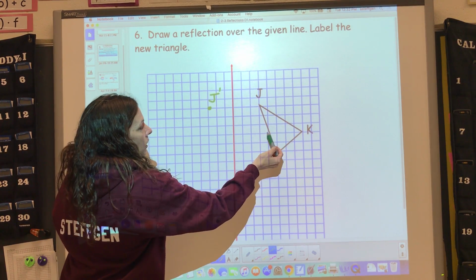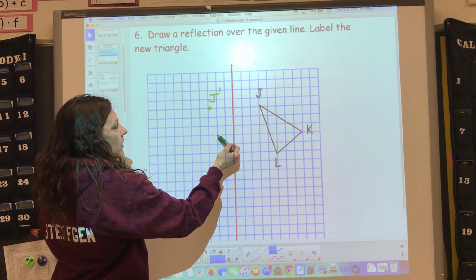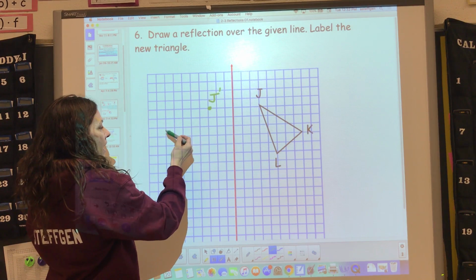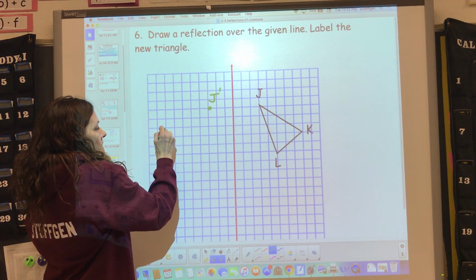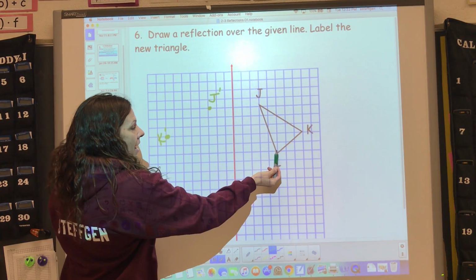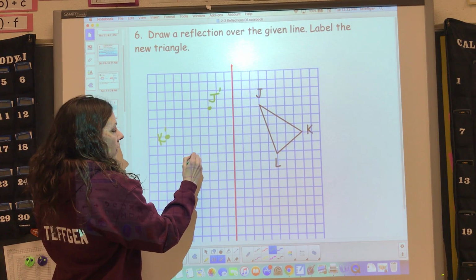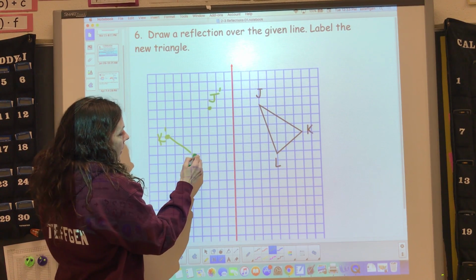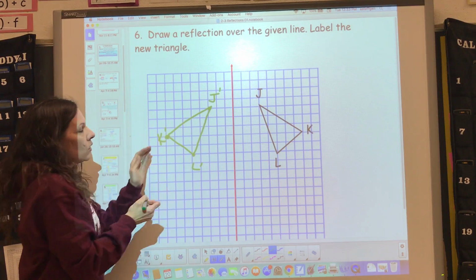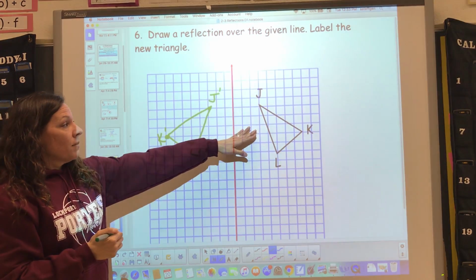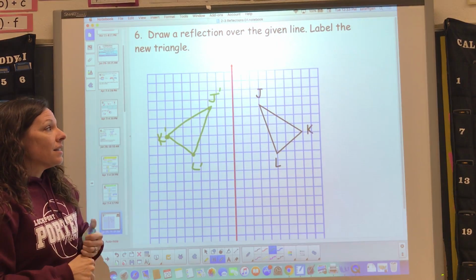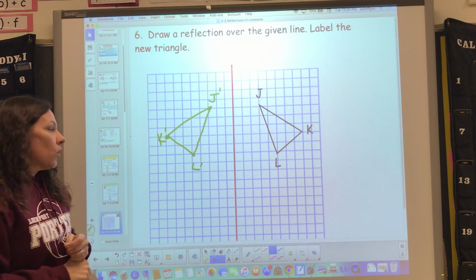K is 1, 2, 3, 4, 5, 6, 7, 8 away. So this is K prime. L is 1, 2, 3, 4, 5. This is L prime. Draw my new figure. So this is my image. This is my pre-image. They have the same size and shape, just not the same orientation.